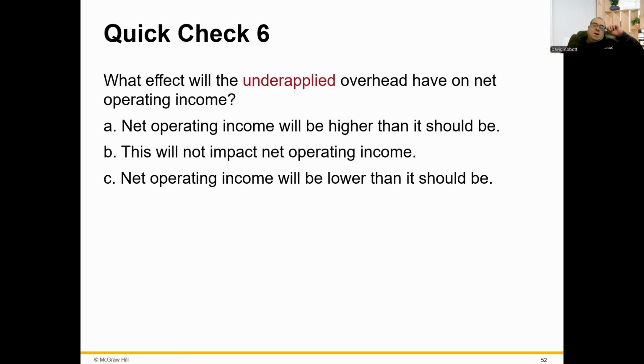So then let's find out, what effect would the underapplied overhead have on net operating income? It would make the net operating income higher than it should be, because we're reporting one amount for overhead, which is less than what it actually was. And so that would make our net operating income higher than it should be.